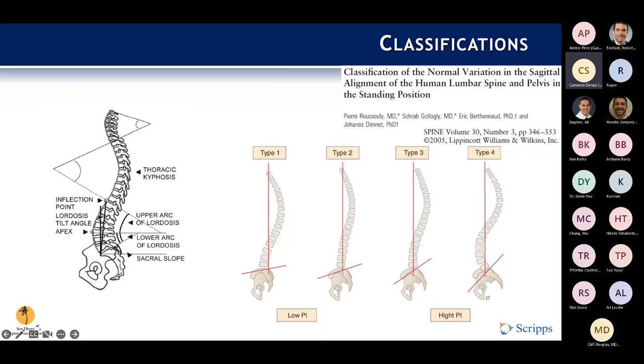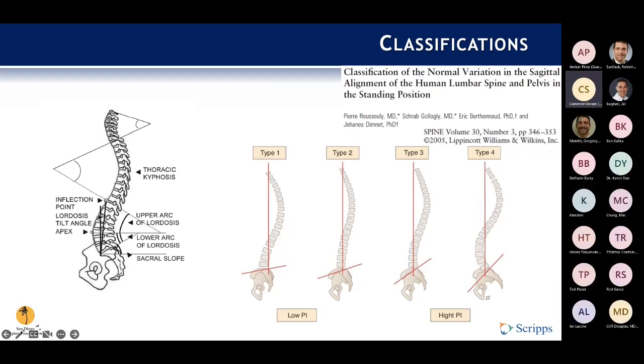Then he looked at the sagittal curve and tried to break it down into 4 types, using different radiologic parameters to help delineate these curves. He used the sacral slope to classify them originally: less than 35 degrees for types 1 and 2, 35 to 45 for type 3, and greater than 45 for type 4. And then to differentiate between 1 and 2, he looked at the lordosis tilt angle apex. If it fell within L5, it was a type 1. Within L4, it was a type 2.